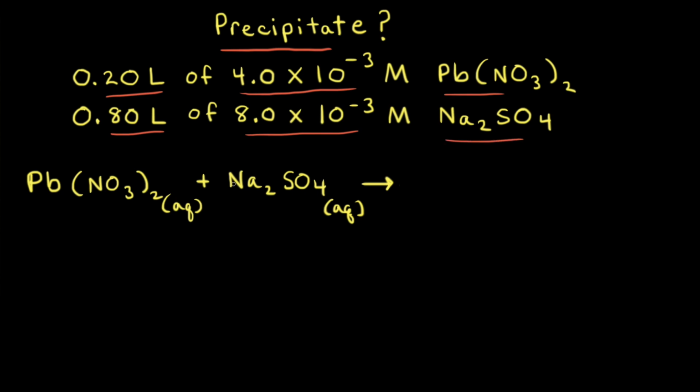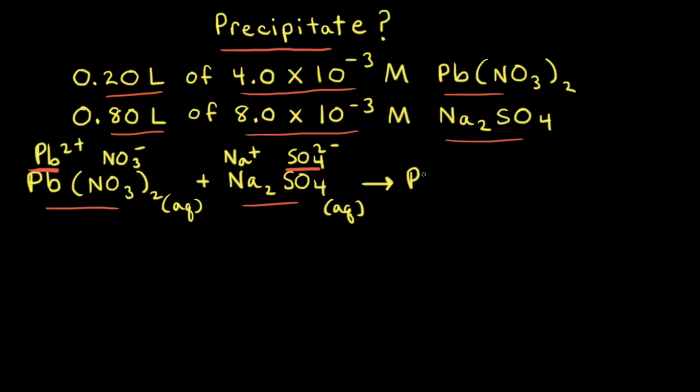The first step is to figure out the identity of the precipitate that might form. So we're mixing an aqueous solution of lead 2 nitrate with an aqueous solution of sodium sulfate. In the lead 2 nitrate solution, there are lead 2 plus cations and nitrate anions. In the sodium sulfate aqueous solution, there are sodium cations and sulfate anions. So we take the cation from one and the anion from the other. So one possible product would be lead sulfate.